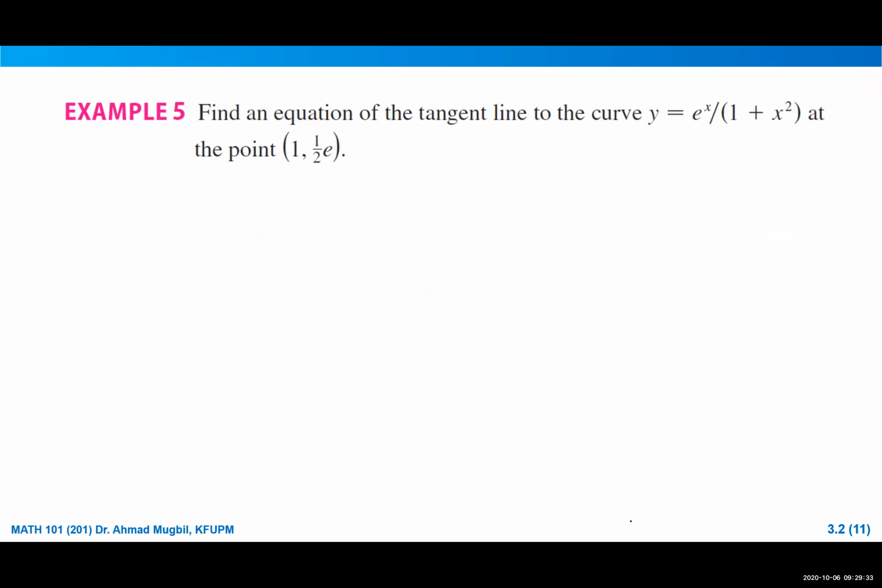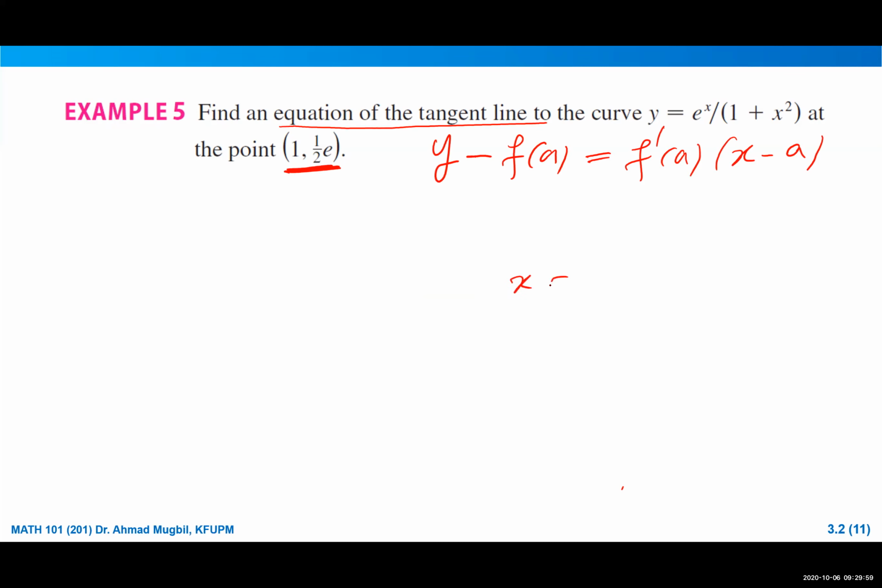Now, let's have an example that is also not direct. We need here to find the equation of the tangent line. Do you remember the tangent line? How do we find the equation of the tangent line? It will be at a specific point. So our point here is given. It will be y minus f of a equals f prime of a times x minus a. This is the general formula, the equation of the tangent line at the point x equals a.